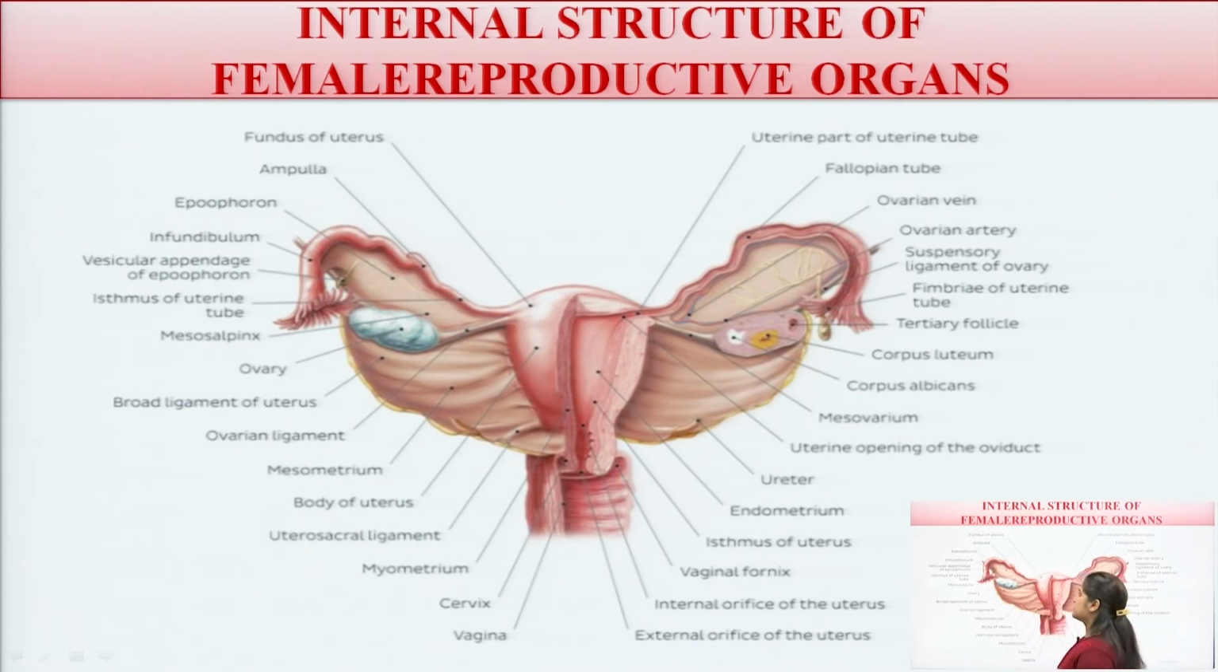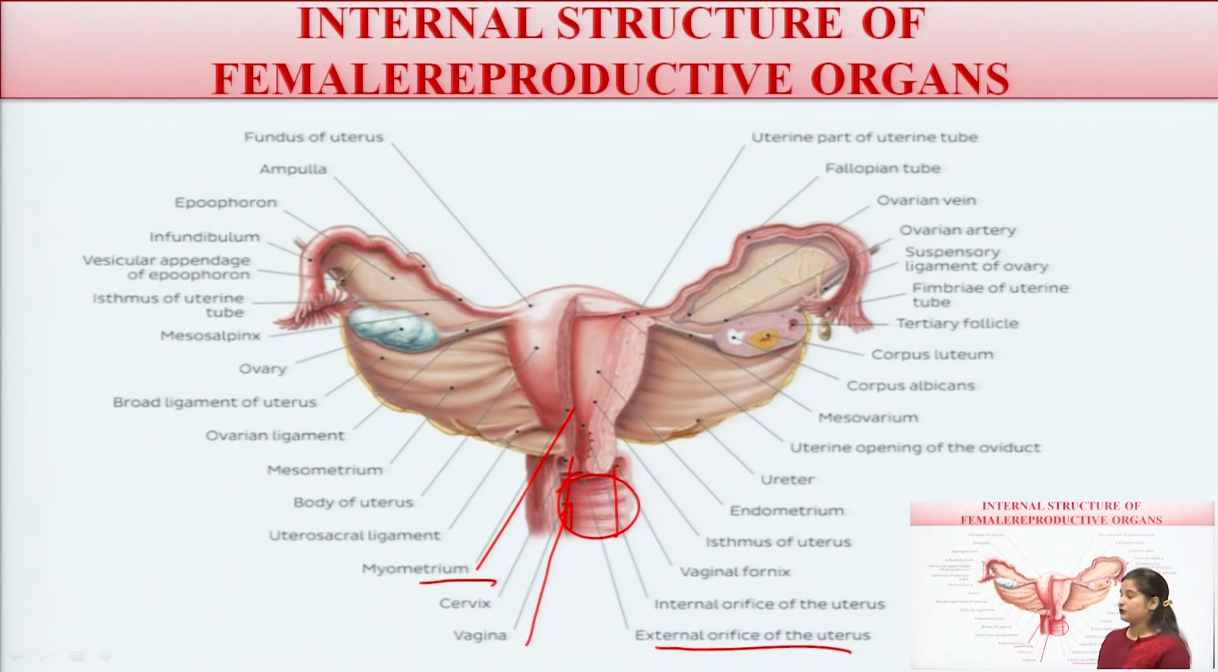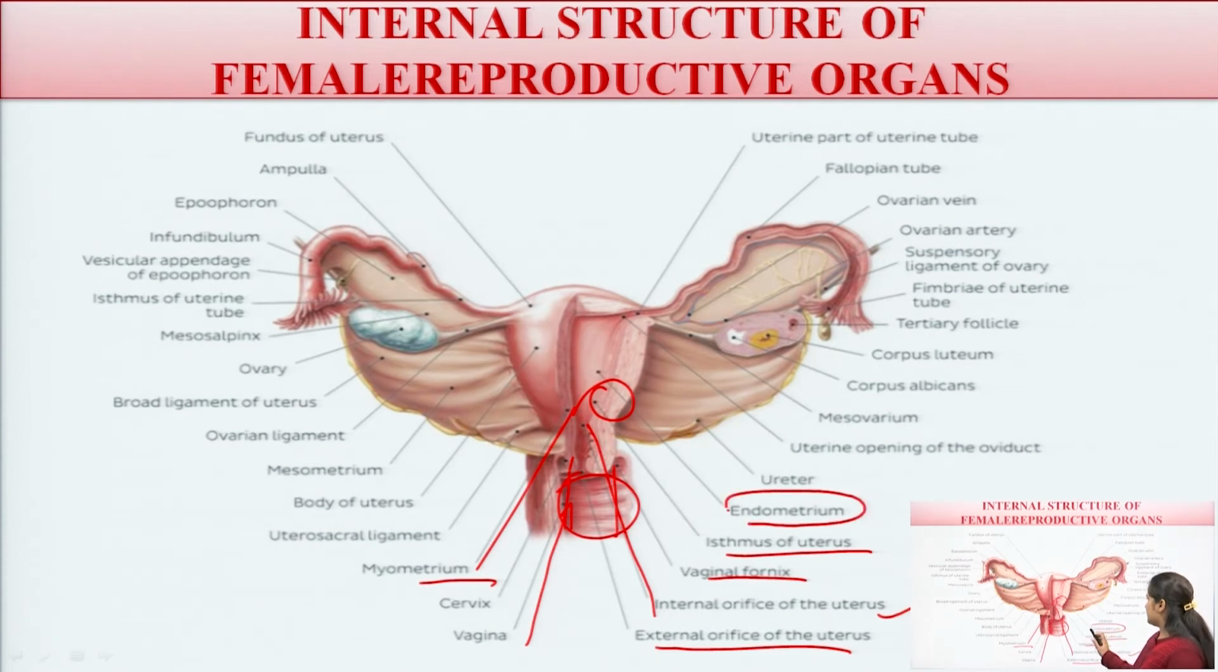Now this is the entire structure of the female reproductive system. This is the vagina, and this is the cervix. This area is the myometrium. This is the external orifice of the uterus. This is the internal orifice of the uterus, the vaginal fornix. This is the isthmus of the uterus, and that is the endometrium.